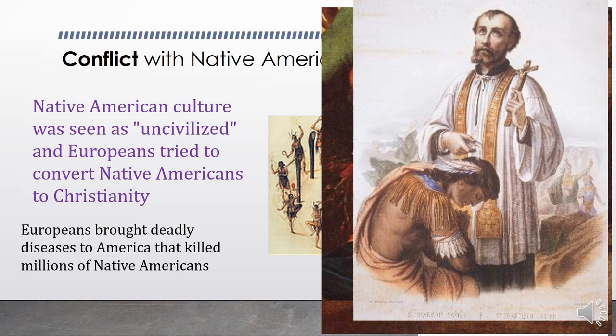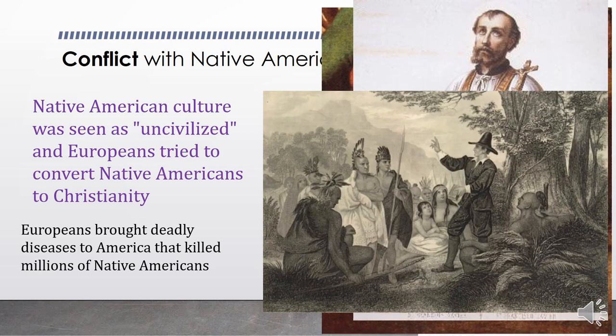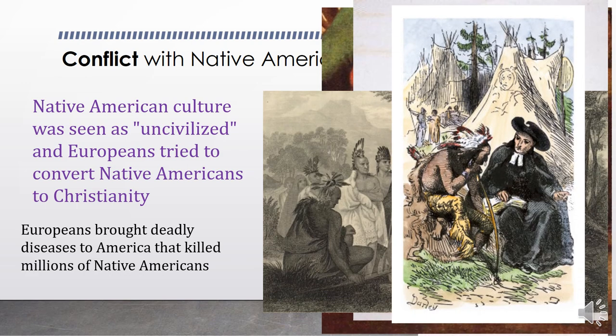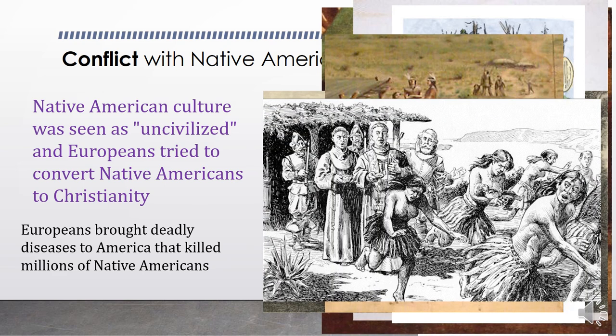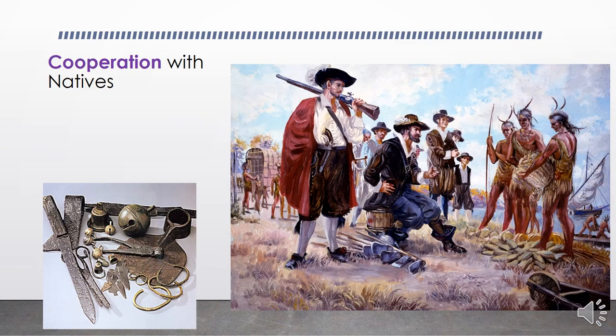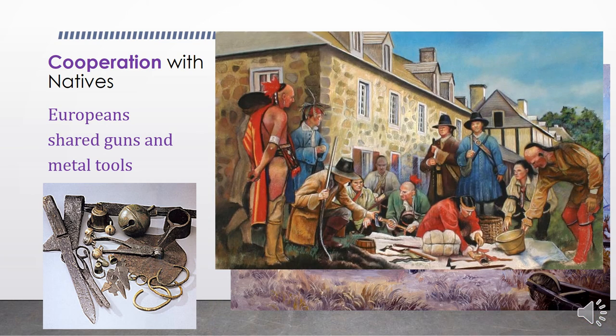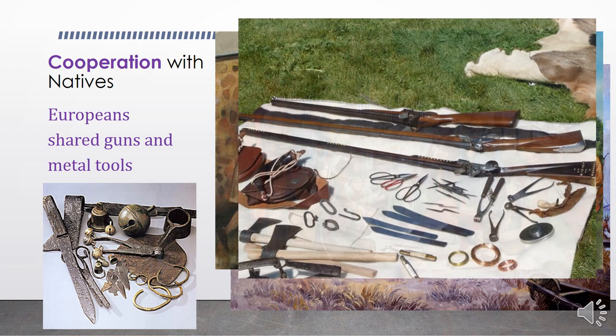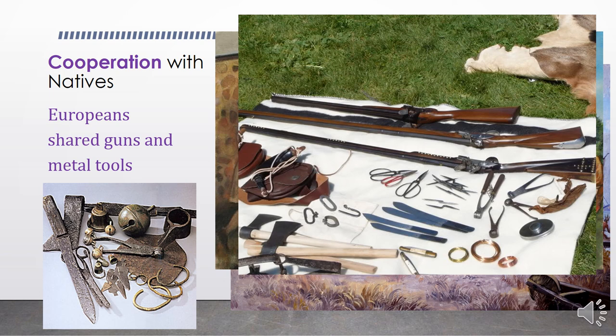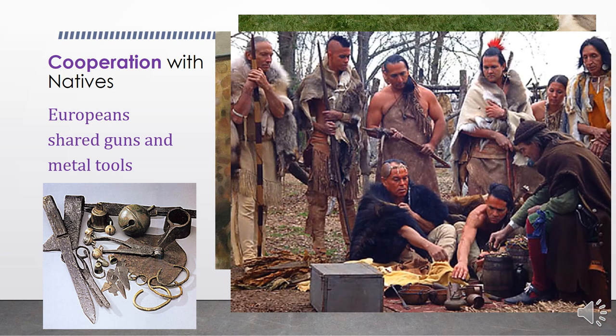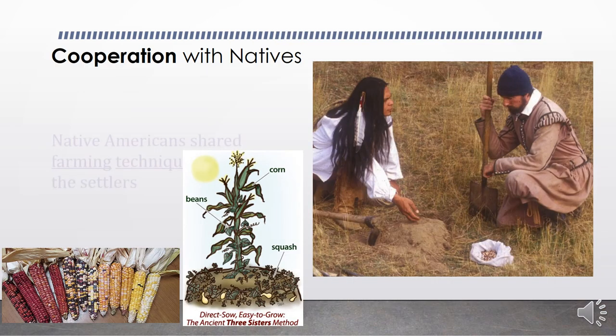And here are just a few more pictures of the conversion experience between Native Americans and the English. Sometimes it was more friendly, other times it was a little bit more severe in the way that the Christians tried to bring Christianity to the Native Americans. Cooperation with the natives. We have Europeans sharing guns and metal tools. Keep in mind that metal was a resource that Native Americans did not have in their natural environment. And so when they see these tools that are made out of metal, they are very eager to trade what they have in order to obtain some of these precious metals that they see as useful.